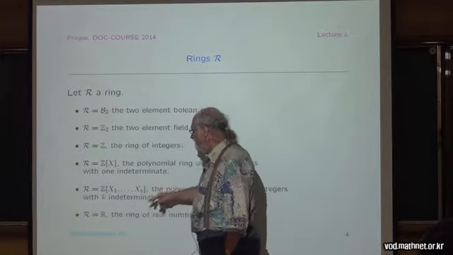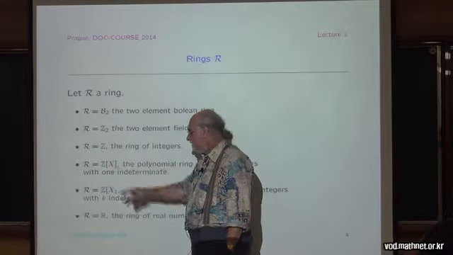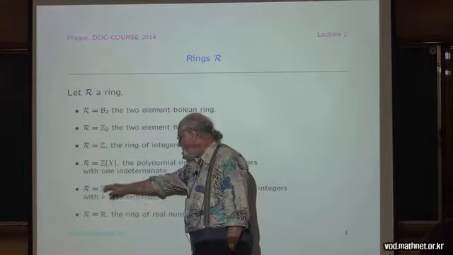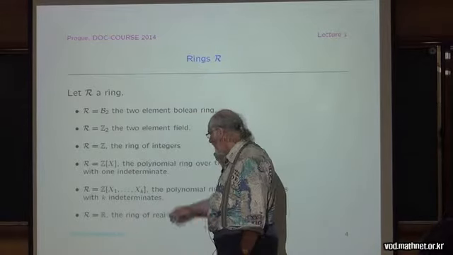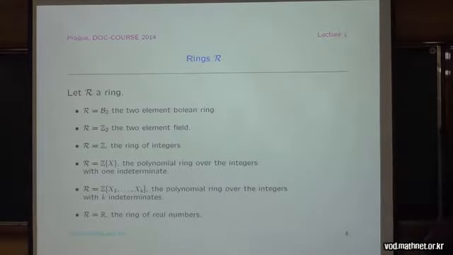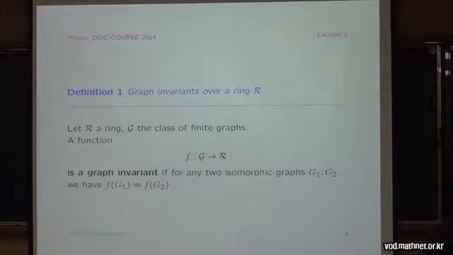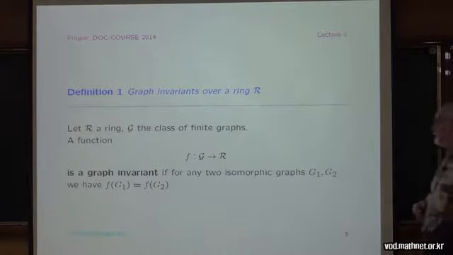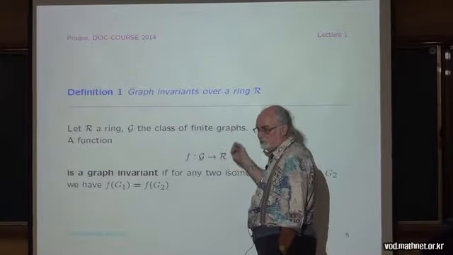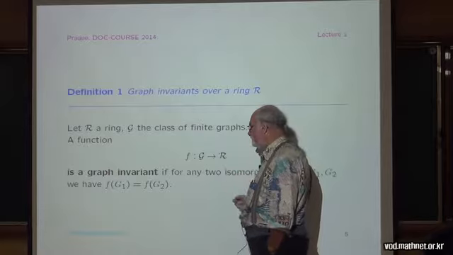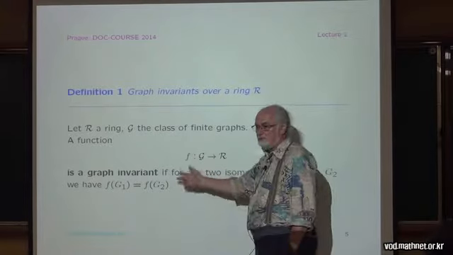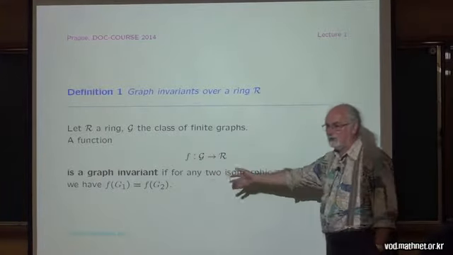We have the ring of integers, we have the polynomial ring with one indeterminate, and we may have a polynomial ring with many indeterminates, and we could have also, instead of Z, any real numbers or complex numbers, and again polynomial rings over those. And a graph polynomial, or a graph invariant over a ring, is a function which maps graphs into elements of the ring, which can be elements or polynomials if it's a polynomial. And we say the function f is invariant if on two isomorphic graphs it gives the same value.